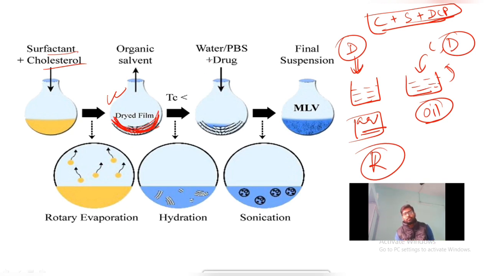After that you have to add the aqueous solution inside the round bottom flask containing the thin film. Okay, and you have to go for rapid sonication, immediate sonication, and your Niosomes will be formed. That is the basic method, thin film hydration.